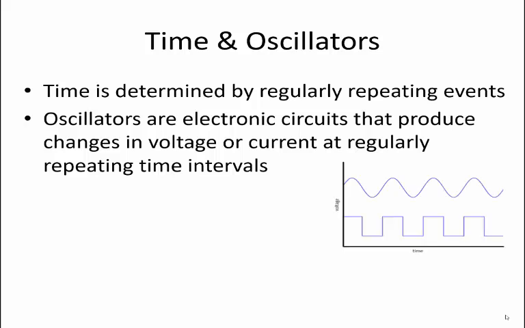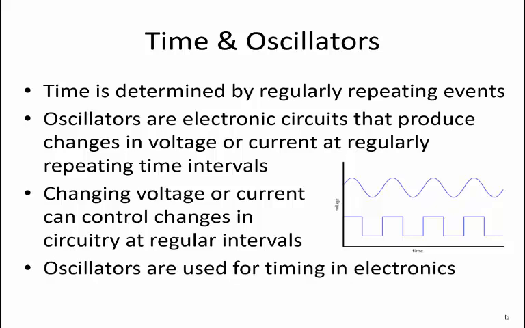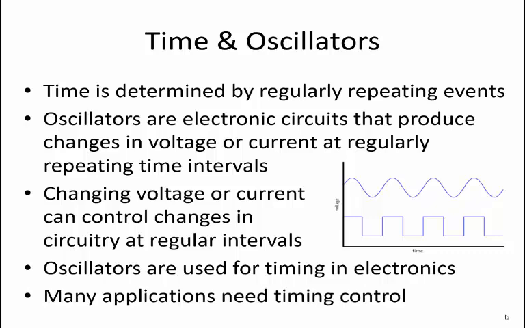intervals. For example, an AC wave or a square wave used for digital circuits alternates between a high and a low voltage value. So changing voltage or current can be used to control changes in other circuitry at regular time intervals. So oscillators are used for timing, controlling timing in electronics. And there are many applications that need timing control.